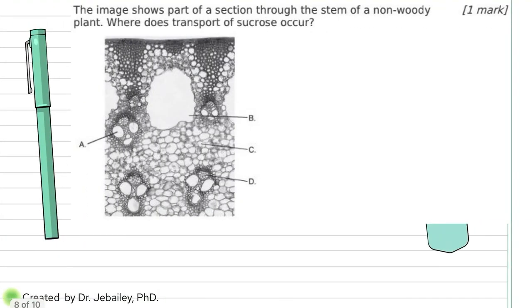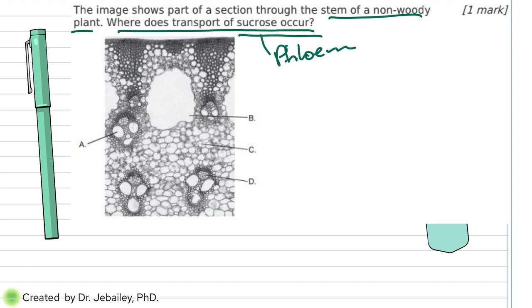Now here we have another one. It shows a part section through the stem of a plant. Where does the transport of sucrose occur? So first we know transport of sucrose happens in the phloem, so we have to look for the phloem in here. Again, you see these pictures are a little bit changing. So which one would it be? Obviously, it's not B. And C does not have these circles going on here, right? So it would not be C either. So it's between A and B. And if you know that A is where the white is more, so it's xylem, and D is more of the phloem. So the answer is D.